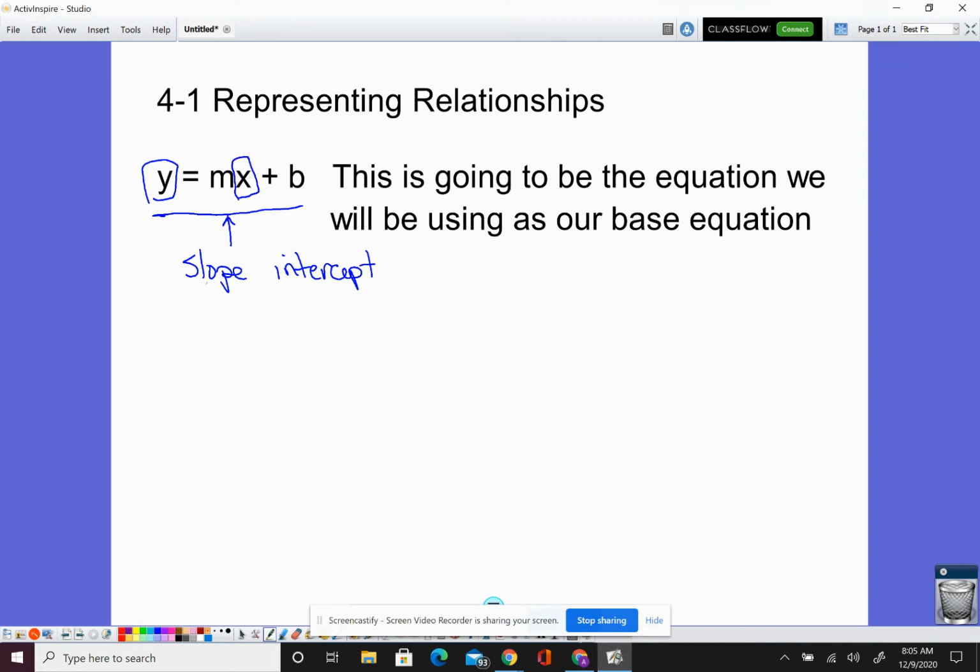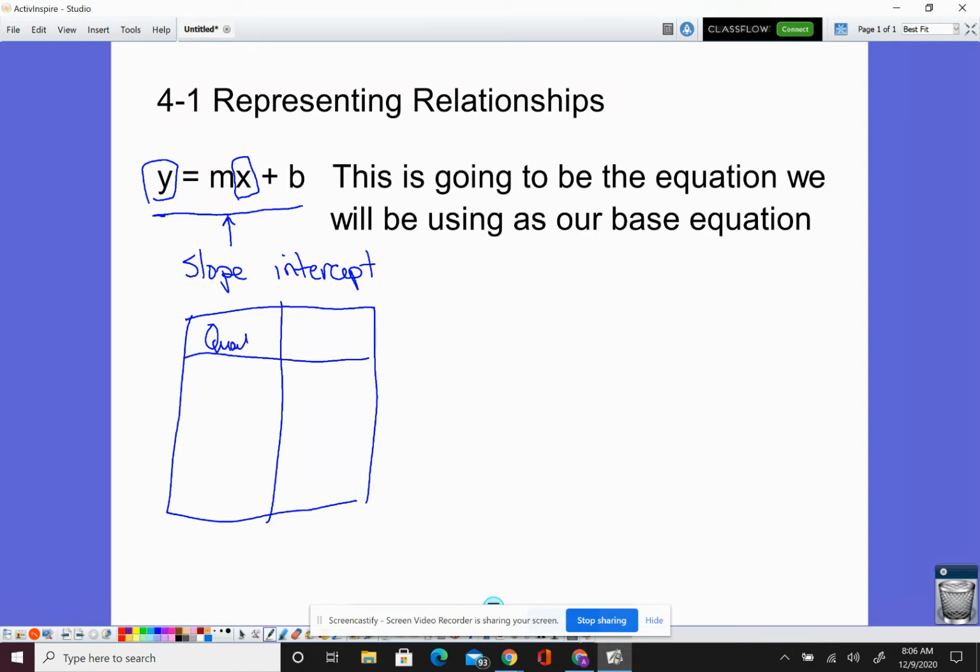This time they're giving you charts with information. So say we want to do some conversions between quarts and liters. And they tell you that 1 quart is 0.95 of a liter. So that means 2 quarts is 1.9. 3 quarts is going to be 2.85. 4 is going to be 3.8, and so on.